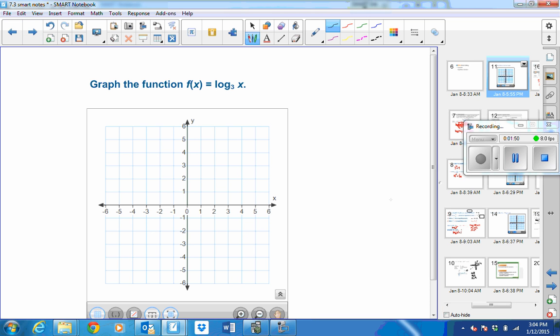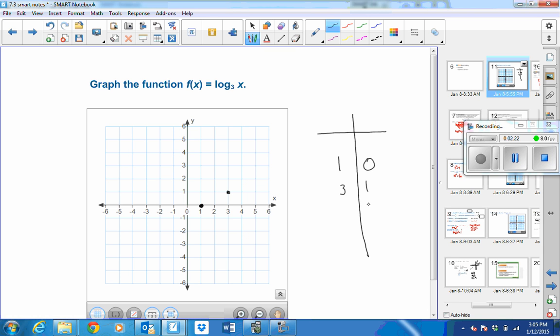So let's look at this logarithmic function now. And so we have log base 3 of x. And so the first thing we want to look at is what if x is equal to 1? Well, in that case, that means our exponent is equal to 0. And so we'll plot the point 1, 0 first. Next thing we want to look at is what if our power is the same as our base? So if x equals 3, that means that y is equal to 1, because we'd have a log base 3 of 3.